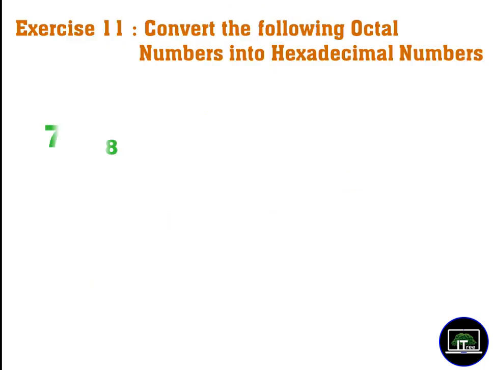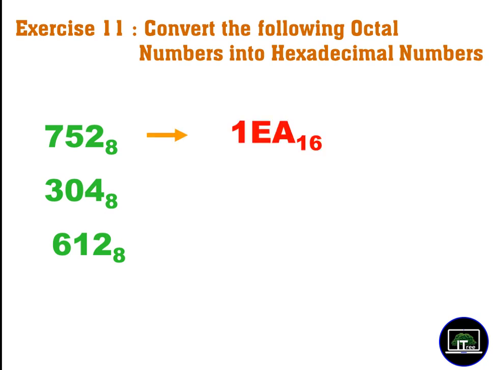Can you convert these numbers into hexadecimal? 752 from octal to hexadecimal. 304, 612, 752 from octal to hexadecimal. 752 will come, yeah, it's 1EA. 304 it will come as C4. 612 it will get the answer 180.